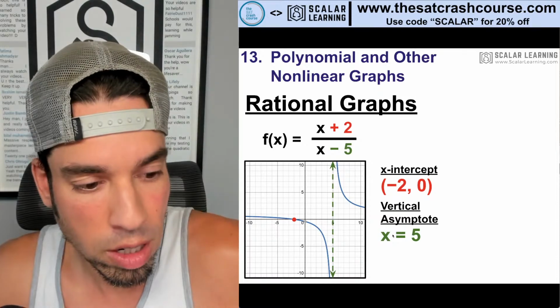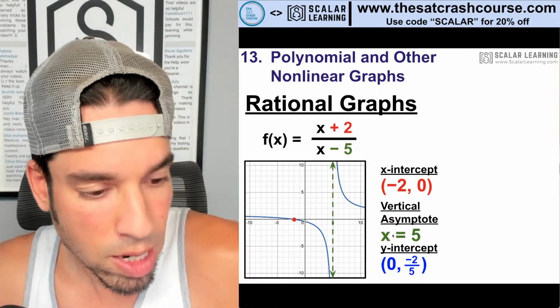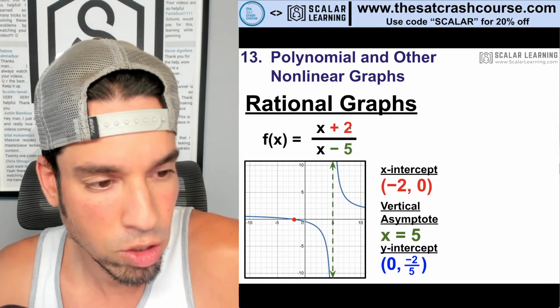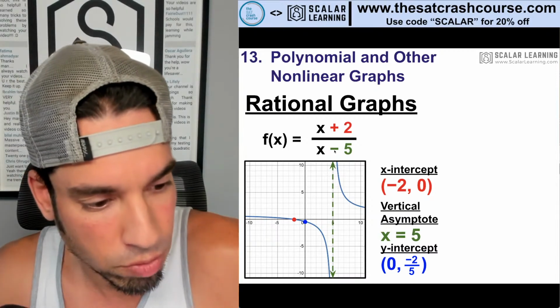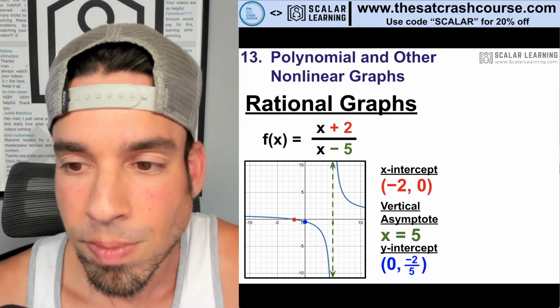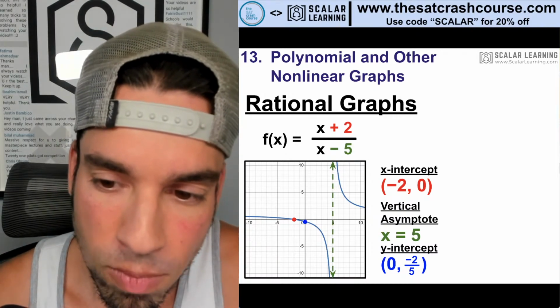And there's our invisible vertical asymptote. Last but not least, we've got our y-intercept, because when you plug in 0 for x, you get 2 over negative 5, hence negative 2/5. There's our y-intercept. Boom, done. Ladies and gentlemen, that is it for our lecture today.